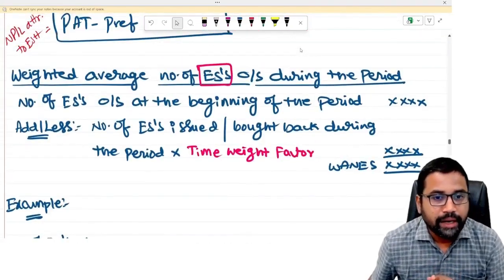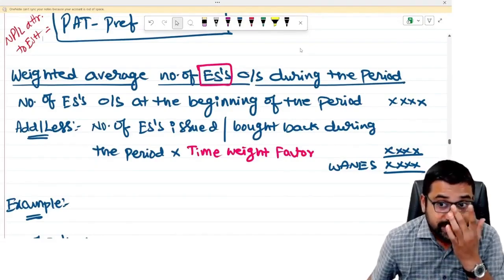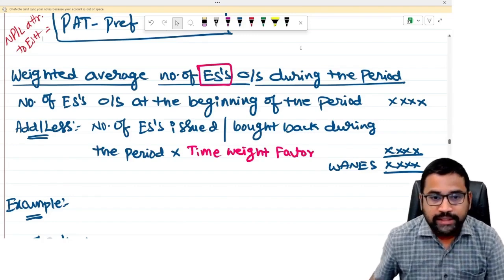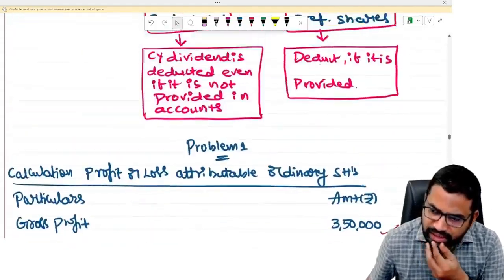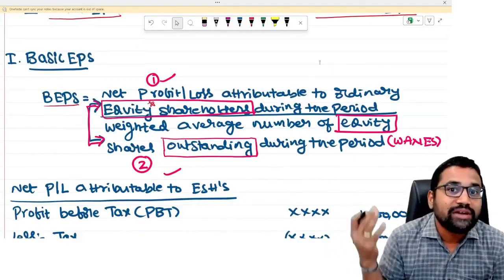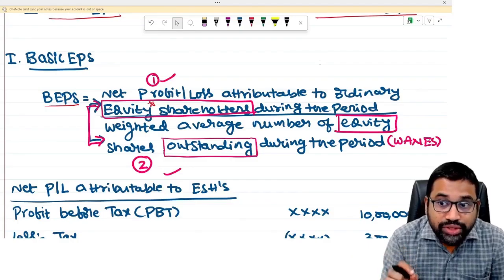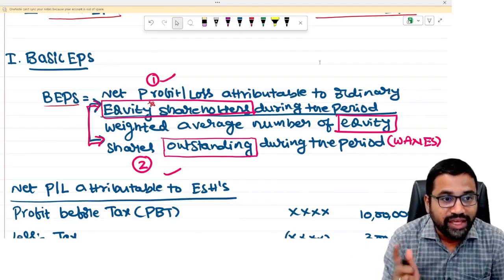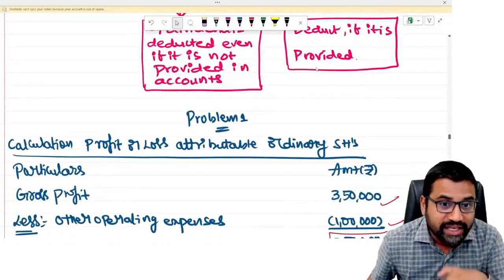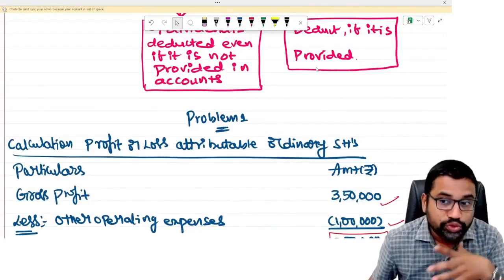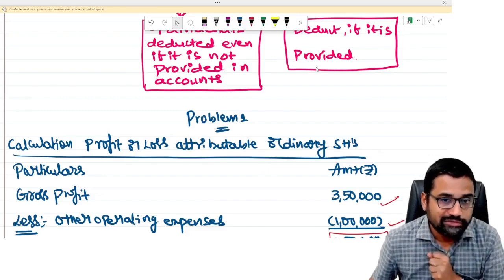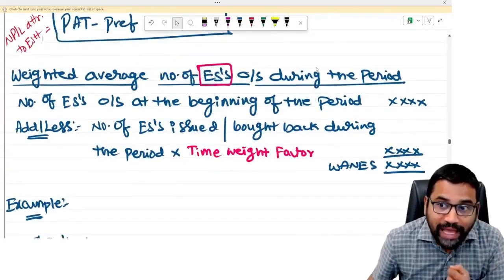Now the most important part in calculation of basic EPS is the second one, that is the weighted average number of equity shares outstanding during the period. See, the specialty is that generally when you divide with the shares, you will not take outstanding shares directly at the end. No. The standard says you should consider the weighted average number of equity shares outstanding during the period. That means, of the number of shares outstanding during the period, you should consider the time weight factor. You should consider the amount paid factor also. So two things you need to consider to calculate the weighted average number of shares.